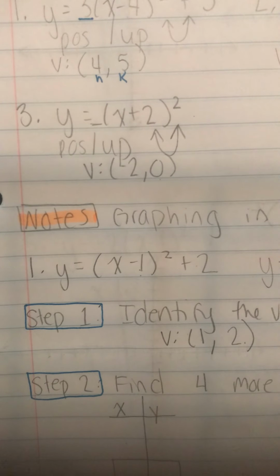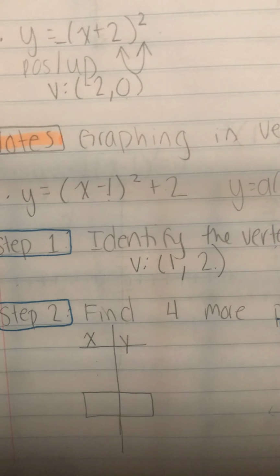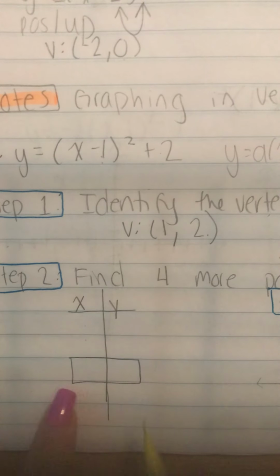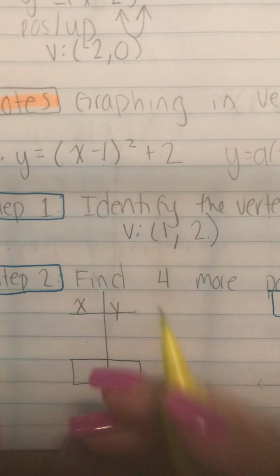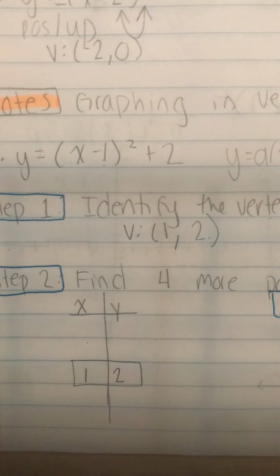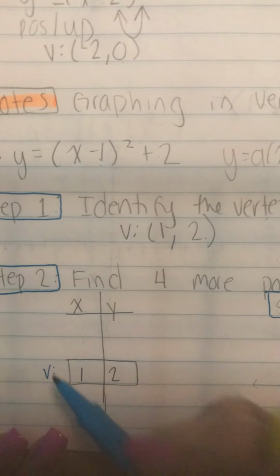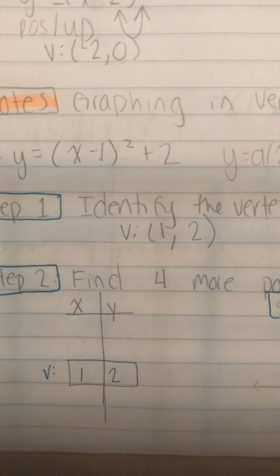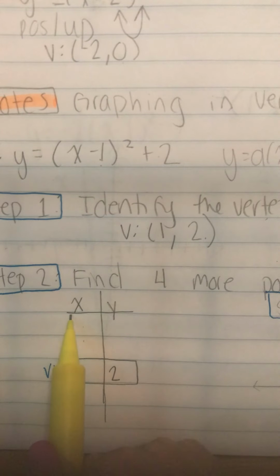Now in order to graph this, we have to make a table because we need more than just the vertex. So we made our table, and notice that I put a box right here in the middle. Why did I do that? Because that's going to be the spot that my vertex is going to be in. So we've made tables before, so it shouldn't look that weird. But we need to pick 2 points to the left of 1 and 2 points to the right.